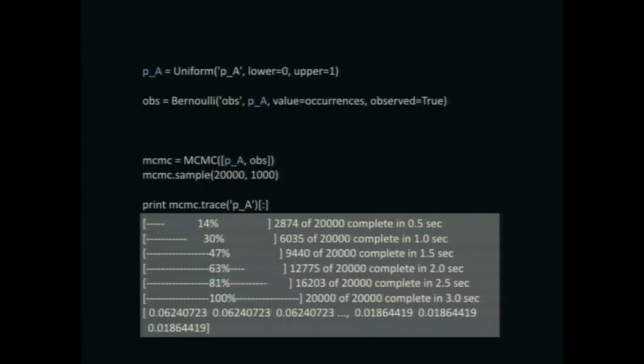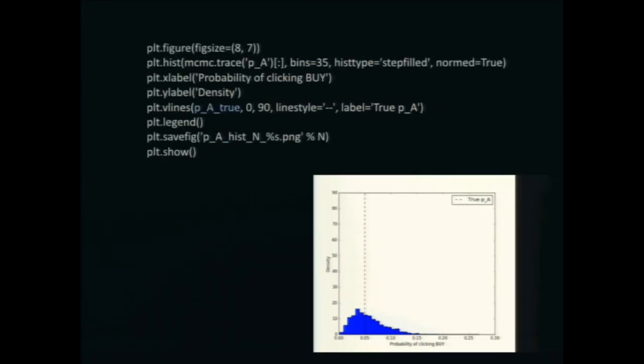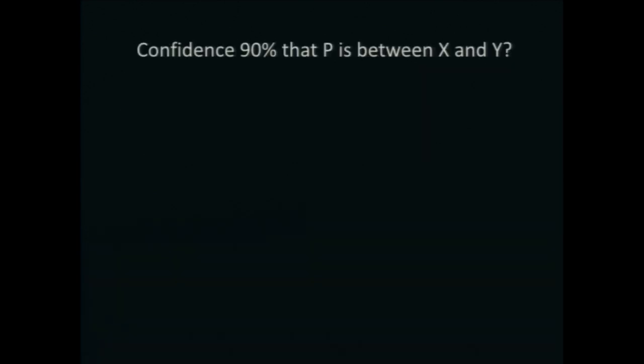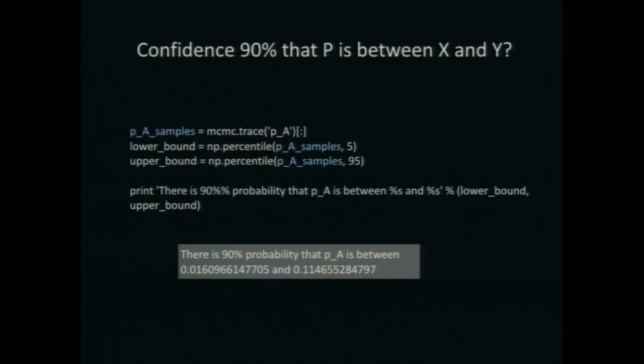So we run exactly the same as before: prior, then fitting of the model. Here, 20,000 is the size of the final array. And then the histogram now looks a bit flatter. The mean of the posterior distribution is somewhere here, but our confidence is, I don't know, between 0 and 10%. So we can express the same result as before and get a different result. There is 90% probability that PA is between 1.6% and 11%.